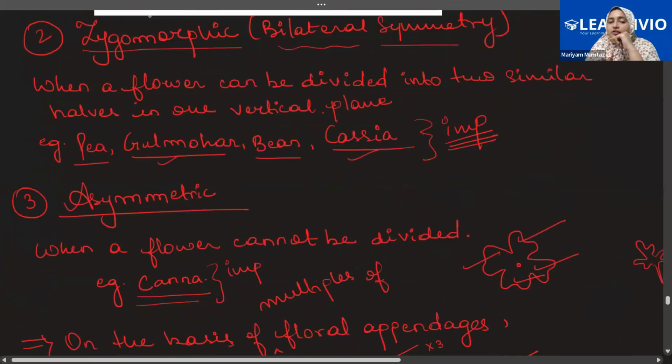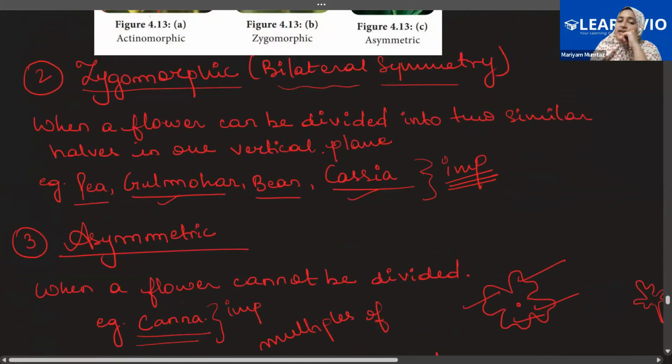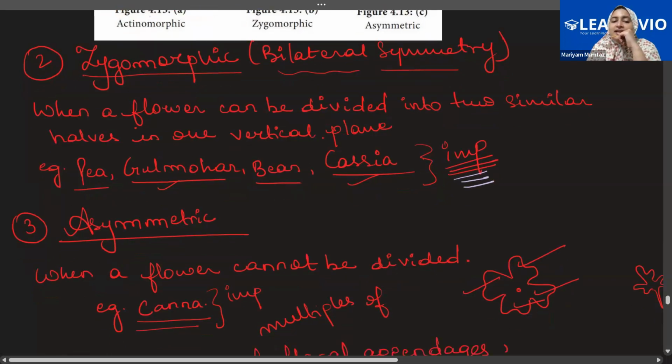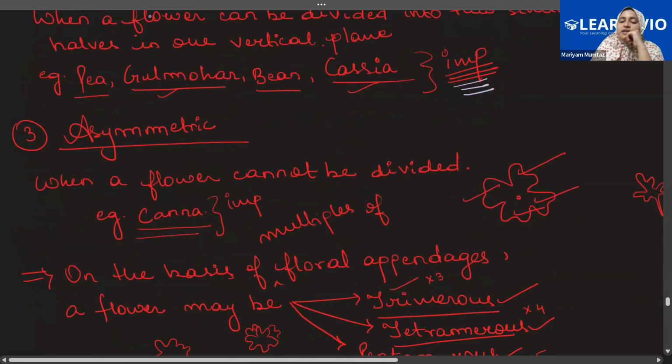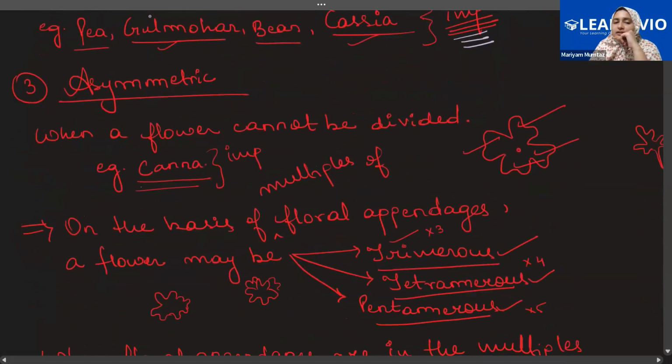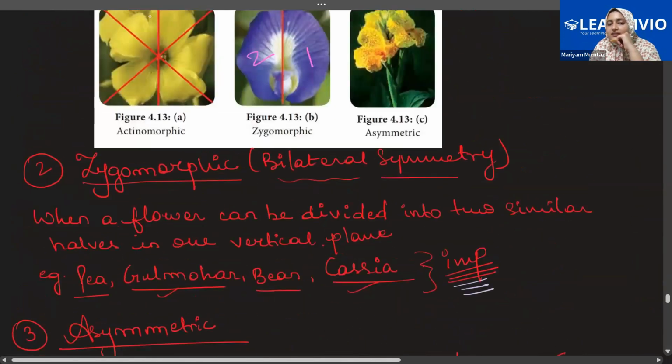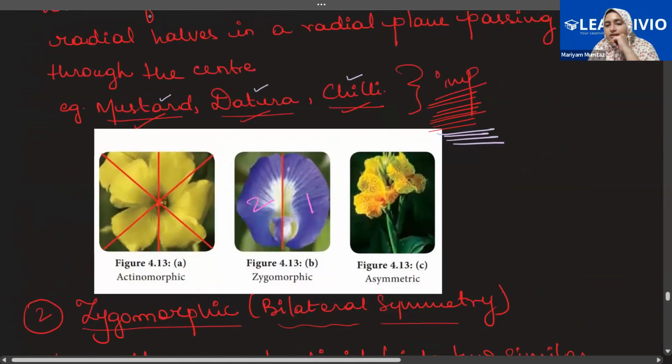Then talking about zygomorphic flower. So pea, gulmohar, bean, cassia. That is again very important. Many questions are asked from this. Okay. And then there is asymmetric, meaning no symmetry is there. An example is canna. So this is also important. So all of the examples and the types of symmetry are clear to you all.